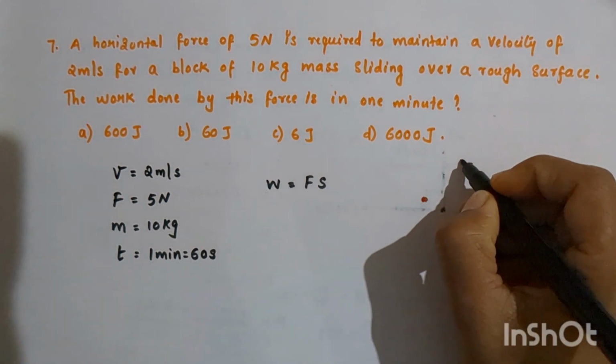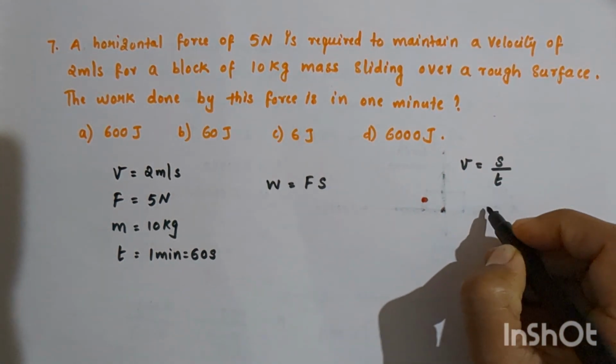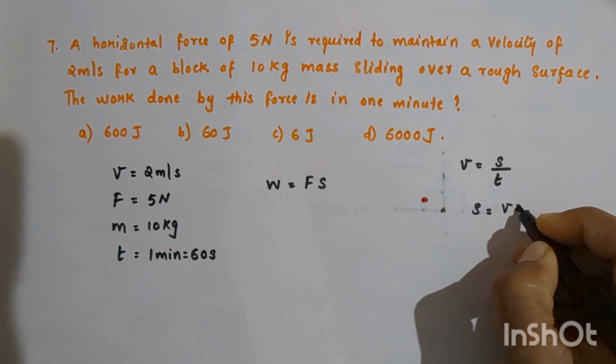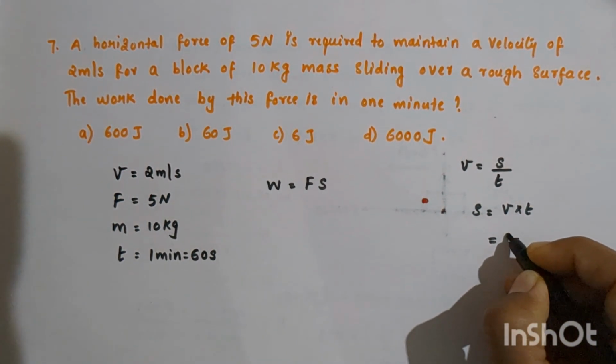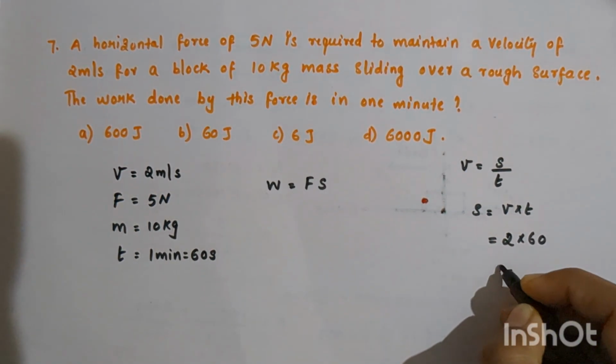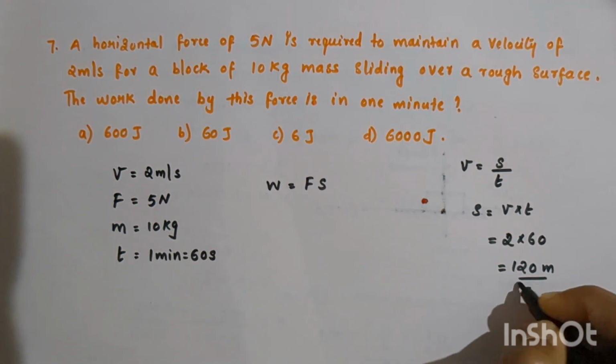What about displacement? We have velocity is equal to displacement by time taken. So displacement is equal to velocity into time taken. Velocity is 2 meter per second. Time taken is 60 seconds. So 120 meter is the displacement.